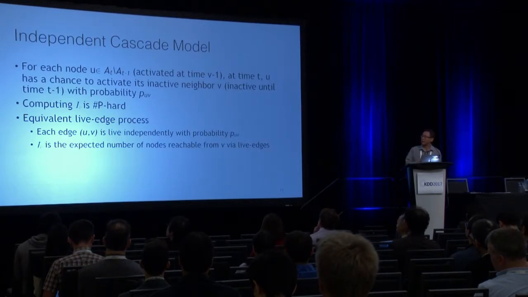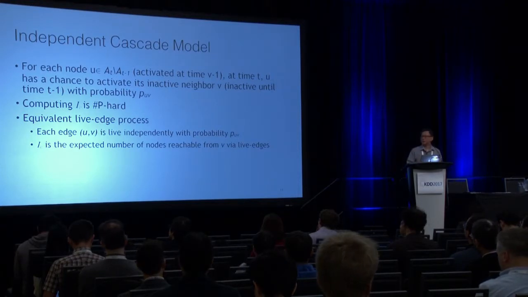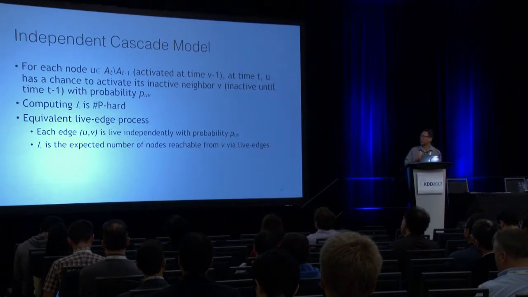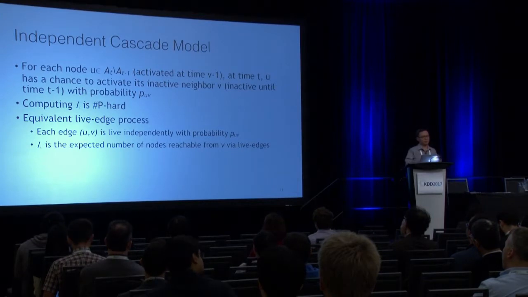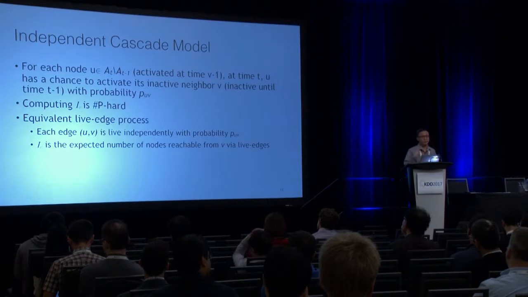Another idea is the independent cascade model. The intuition is that for each node U at time t, it has a chance to activate its inactive neighbors with a probability. This is the probability of the edge. We then also calculate the expectation of the number of nodes in the network that this seed node can activate.